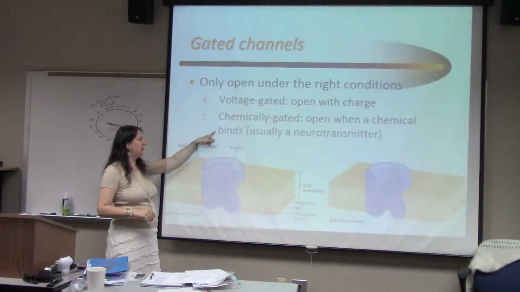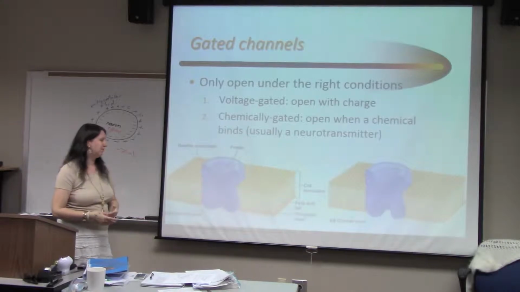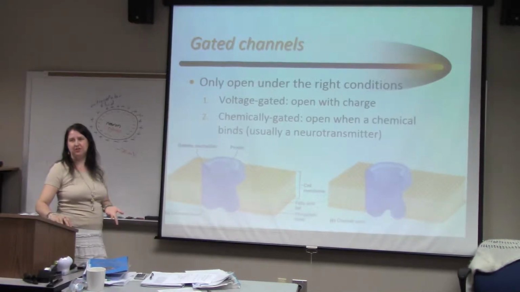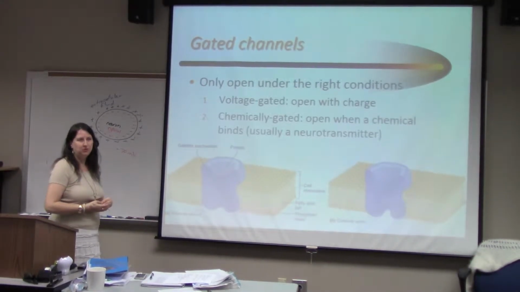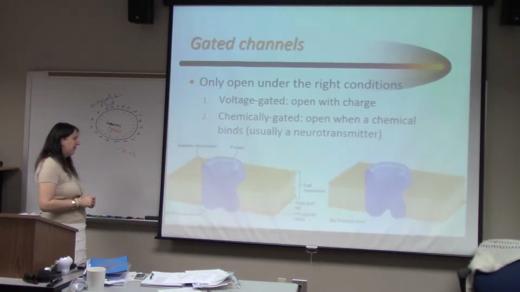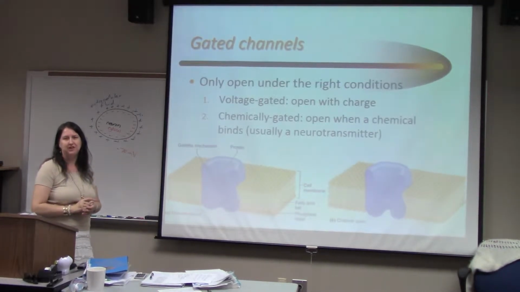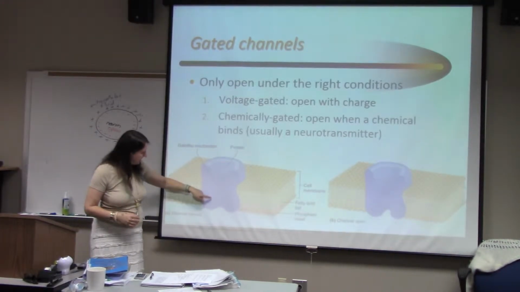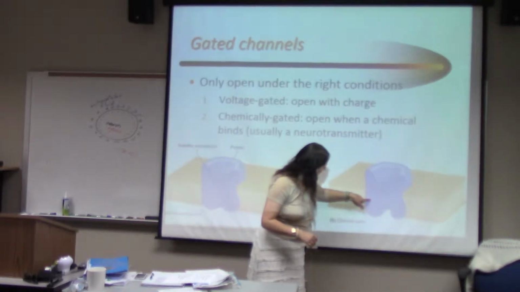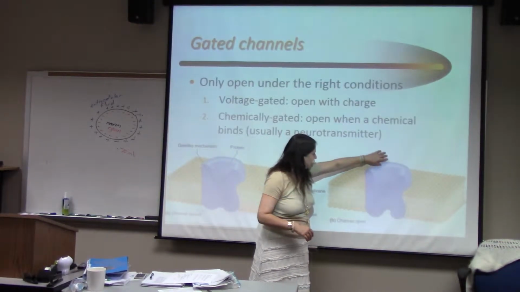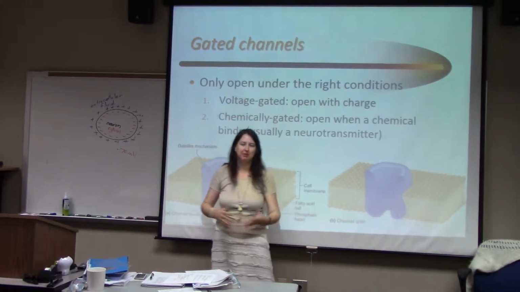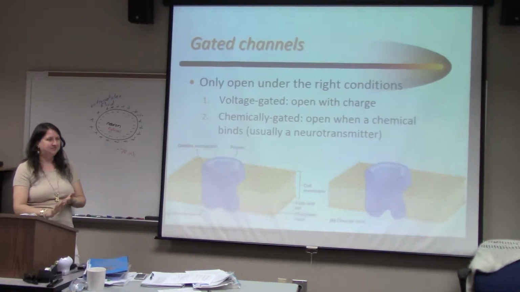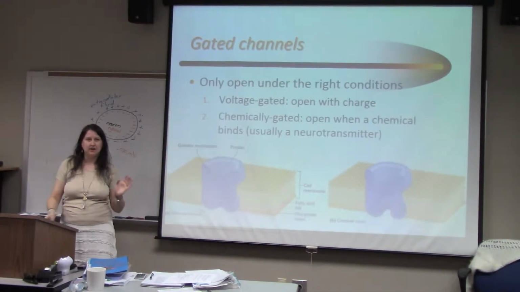Chemically gated channels open when a certain chemical binds to them. It's like you need a key to open the door. And that key is usually a neurotransmitter. Sometimes it's a hormone or some other kind of chemical. But when we're looking at the nervous system, it's usually a neurotransmitter. So this shows a closed gated channel and then an open one, if you can see that well enough. The ions can get through. But because it has a gate, the cell can control when the ions can move. Questions on ion movement?